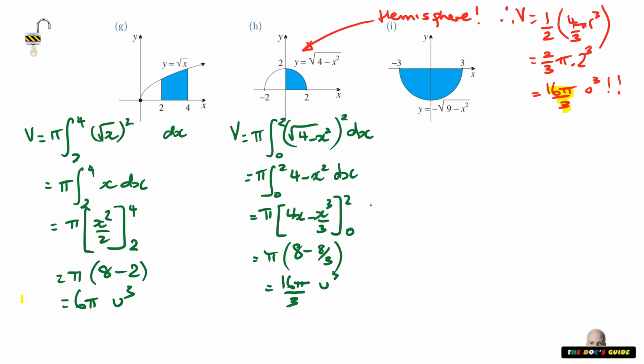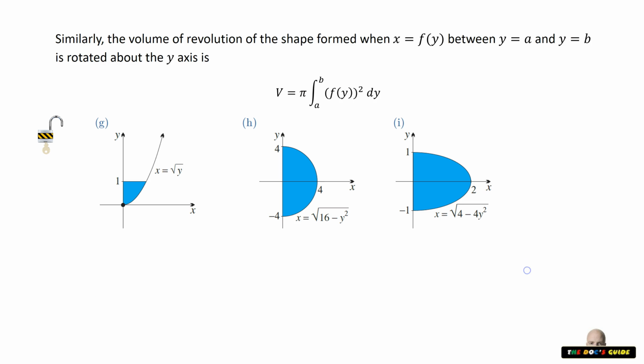Likewise, we can see our next example. The area that we're going to rotate is a semicircle, so that should simply give us a sphere. And it's quicker to do the volume of the sphere formula than to use the integration technique.